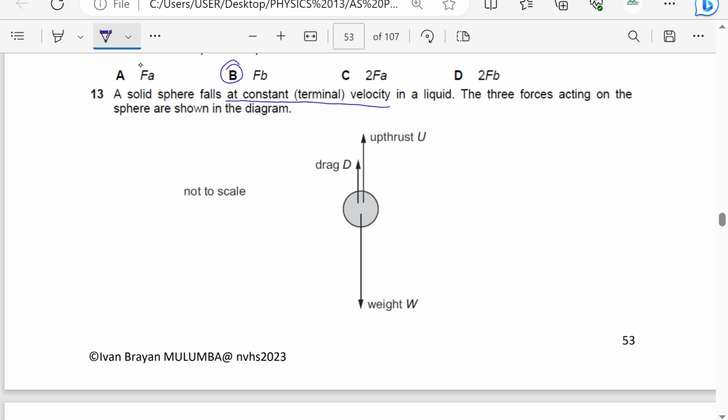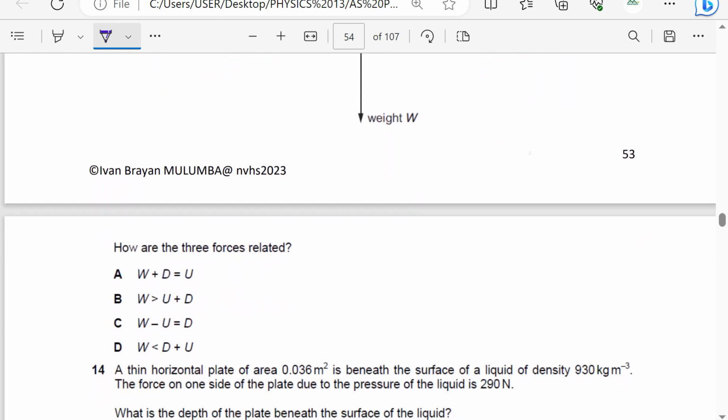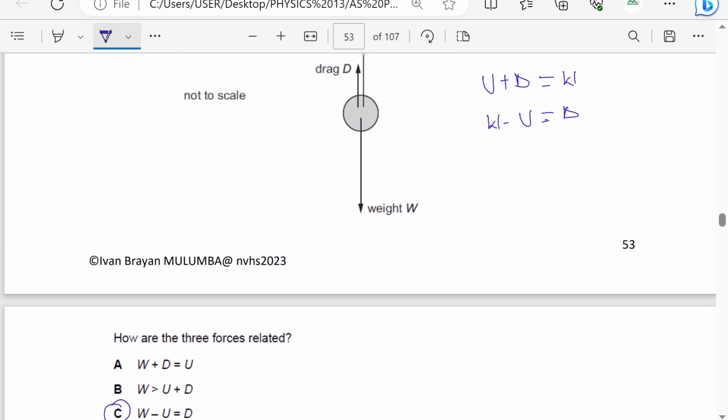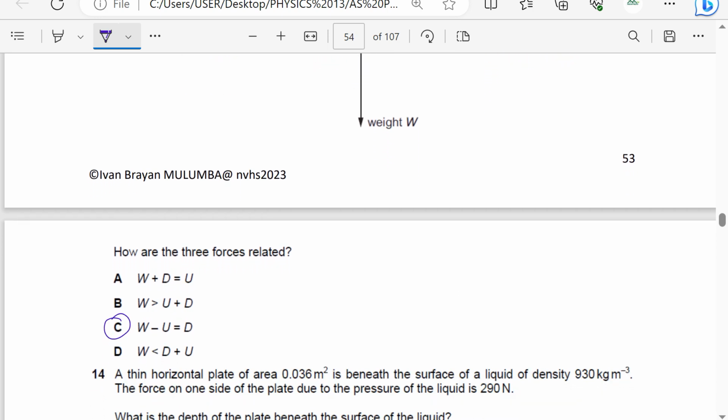The resultant force must be zero, so it means the upthrust upwards plus the drag force upwards should give us the weight downwards, or the weight minus the upthrust should give us the drag force, or the weight minus the drag force should give us the upthrust. Therefore, let's check the answers. So our answer is going to be C. The weight minus the upthrust gives us the drag force. So the answer is C.